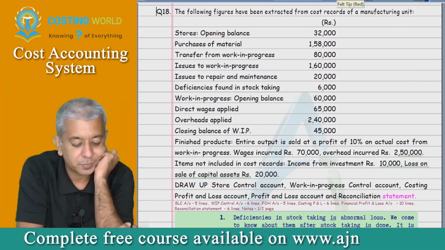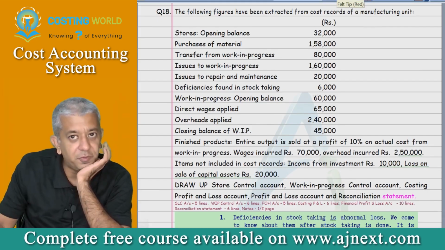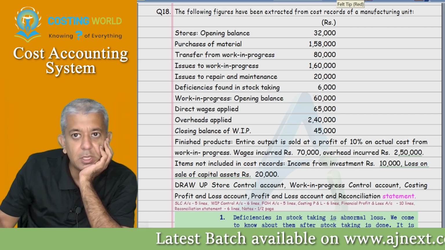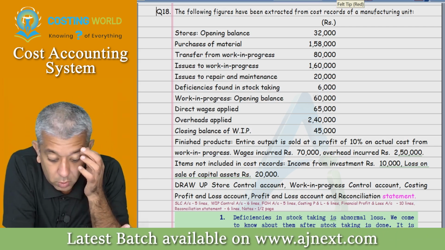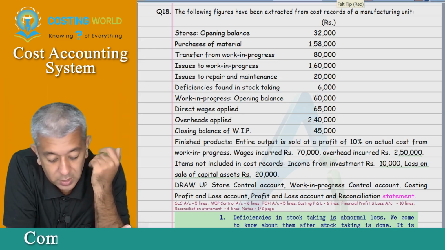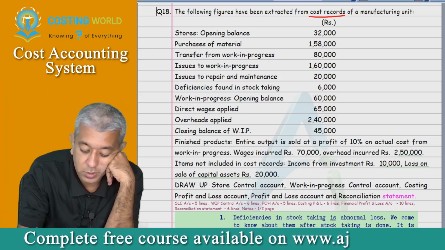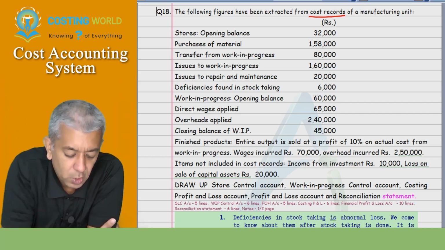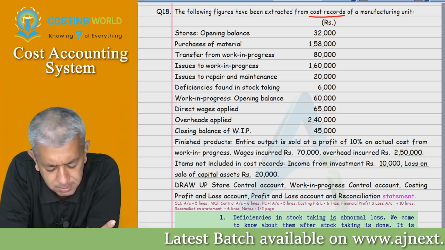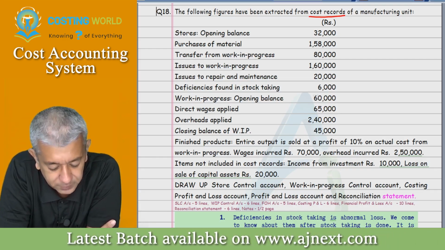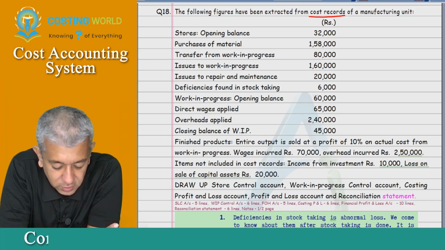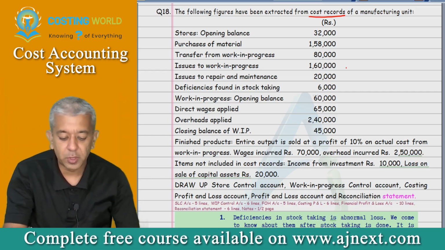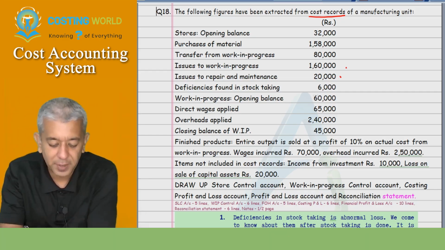Question number 18. Listen. The following figures have been extracted from the cost records of a manufacturing unit. Now these are the figures from cost records. These are costing data. Stores opening balance means SLC opening balance. Purchases of material, transfer from WIP, issues to WIP, issues to repair and maintenance.